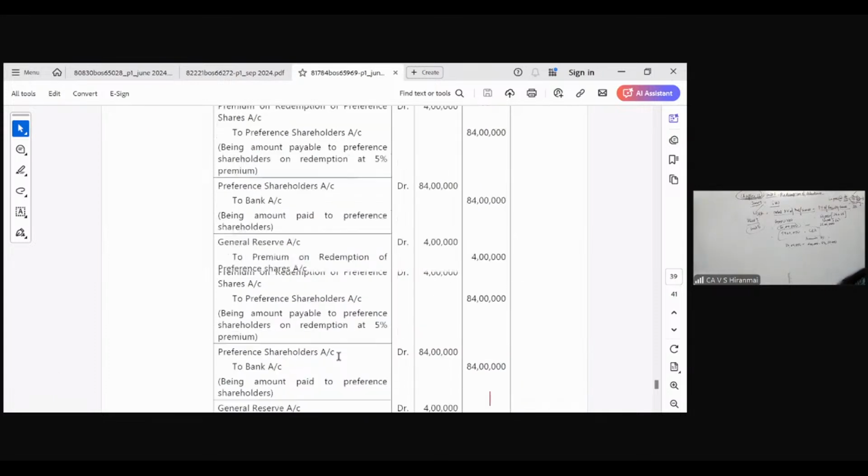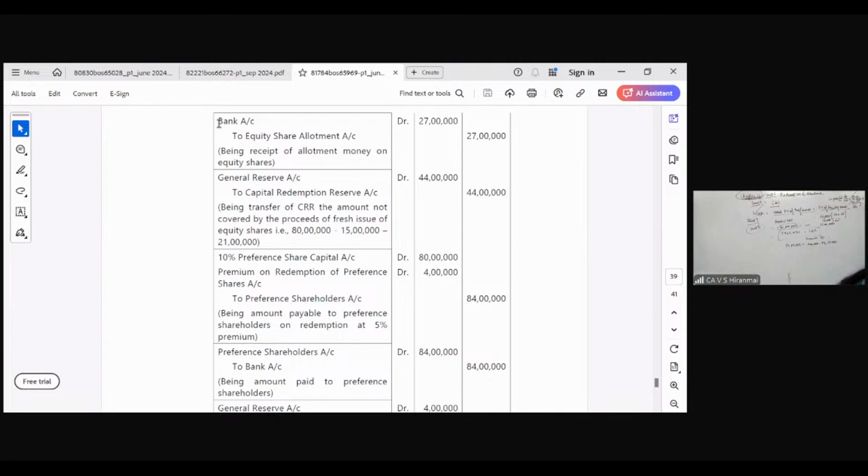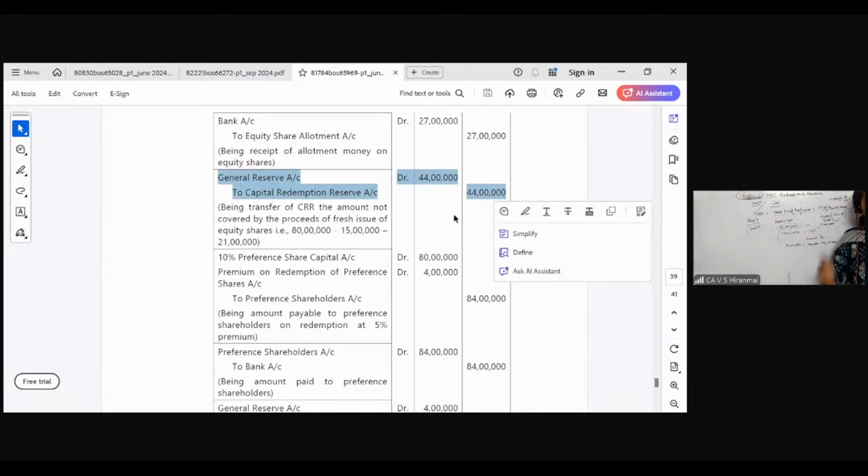Okay, my dear students. Now come down. Then you have bank account to equity share allotment, over. Now see here. Capital redemption reserve, how will you create? I have general reserve in the question. They have created it. Yesterday, Shoaib asked me in the previous class, madam, already there is a balance in the capital redemption reserve, then what to do? So this doubt, all of you please listen. Even though there is a balance in your capital redemption reserve earlier, you just ignore that and create it for the total value now. I have done it in the working notes, CRR 44 lakhs. So I am now creating general reserve account 44 lakhs to capital redemption reserve 44 lakhs.